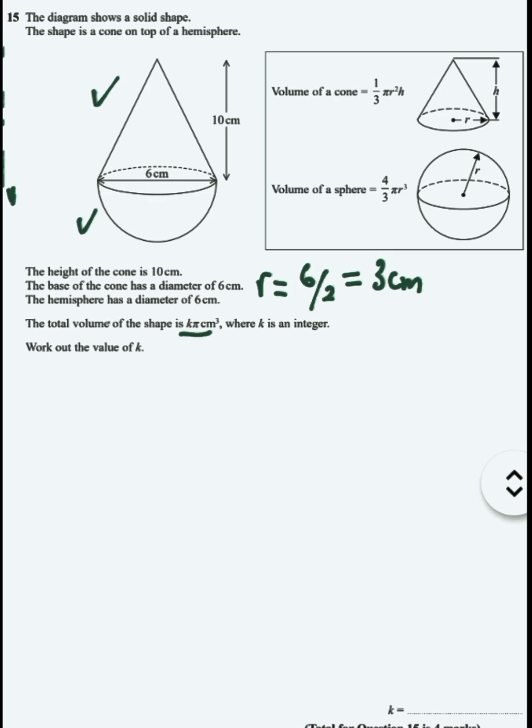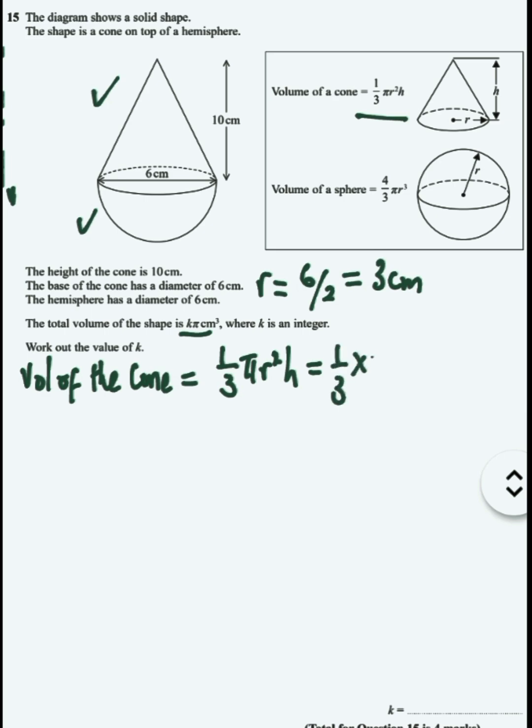All right, now we will find the volume of the cone first. The volume of the cone is given already here as 1 over 3 pi r square h. So we just substitute: 1 over 3 times our pi will still remain, multiplied by 3 raised to power 2, multiplied by the height. All right, the height is 10, so we have 10 here.